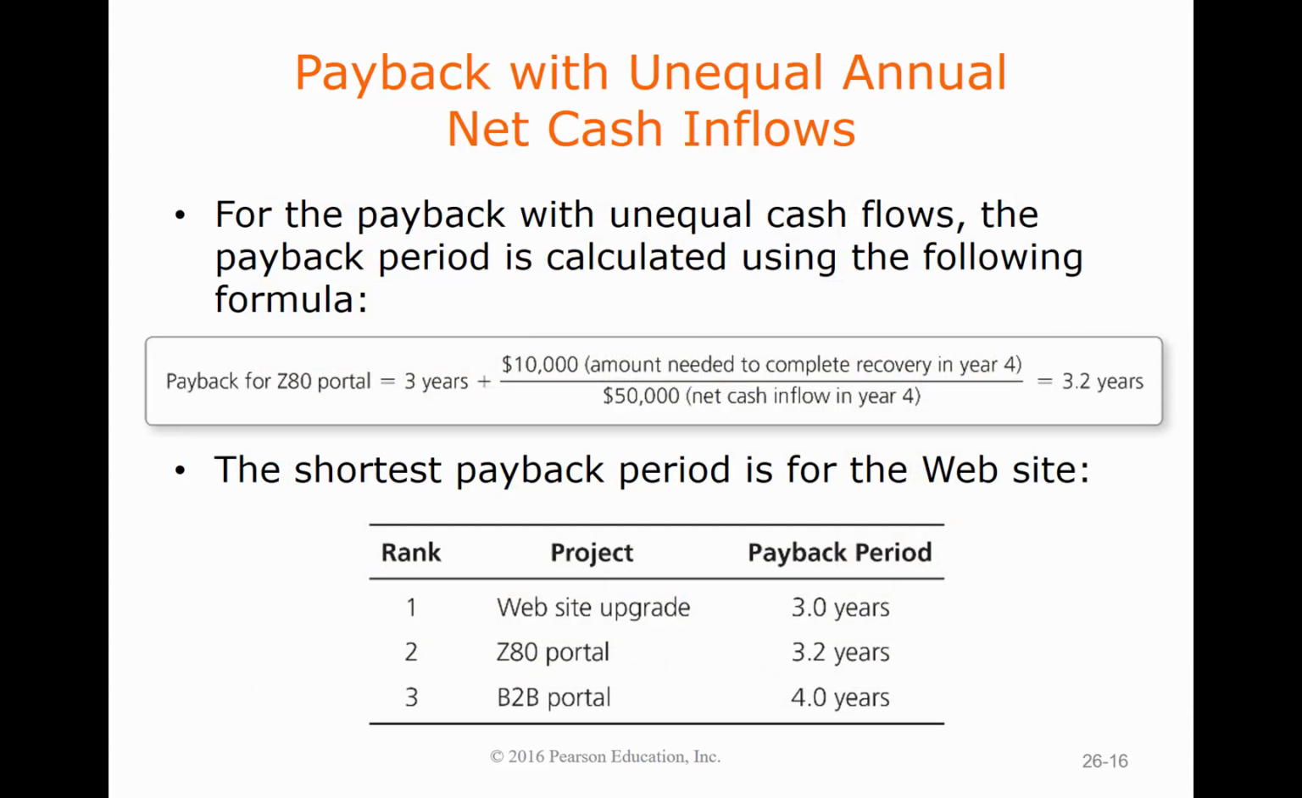So now we have our payback period for the 3 competing investments. The website upgrade is 3 years. The Z80 portal is 3.2. The B2B portal is 4 years. So from the standpoint of payback, the upgrade looks like the best deal. Does anybody, just from my description of it, can anybody think of a possible limitation of the payback method or a possible complaint about it?